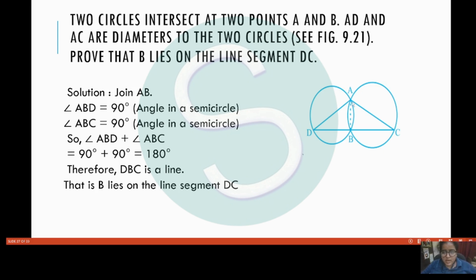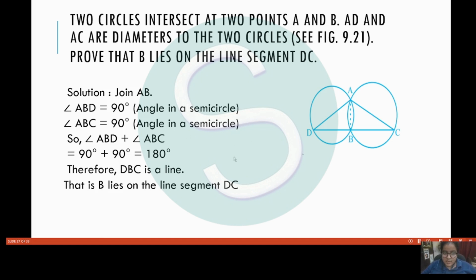So firstly we will join AB, right, like this. We know that angle in a semicircle is 90 degrees. So after joining AB, angle ABD is 90 degrees. Similarly ABC is also 90 degrees, because again this is a diameter, so this is a semicircle, and angle in a semicircle is 90 degrees. So ABD is 90 degrees and also ABC is 90 degrees.